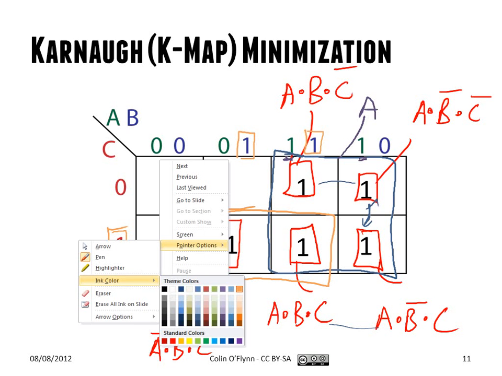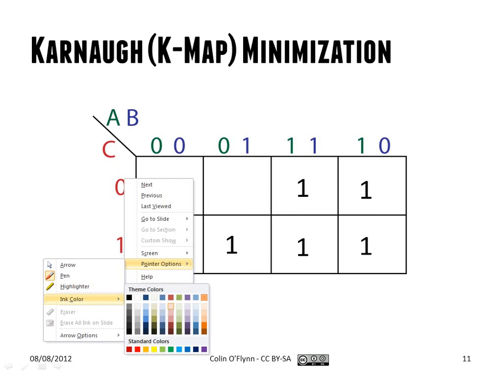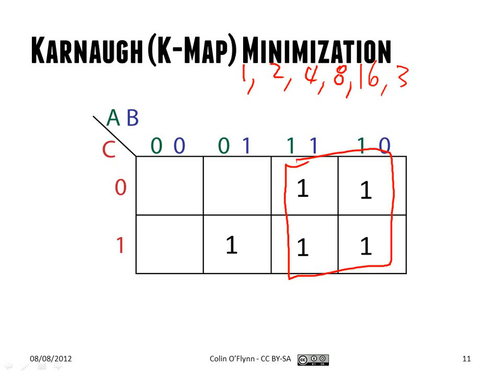So what we'll actually do is group terms of 1, and we'll create groups of 1, 2, 4, and 8, or any power of 2. You could have 16, 32, potentially, if it's a very, very large K-map. You can say this group is just representing A, and this group of 2 here is representing B and C.